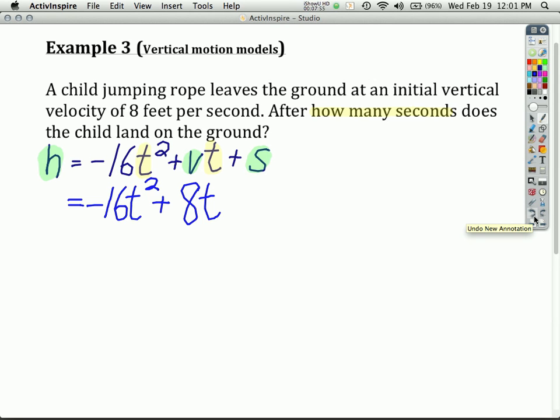What about H? What's H going to be? Kayla? 0? Why do you think it's 0? Say it just a little bit louder one more time. Very good. When she's done, she's going to be on the ground. So this is 0.